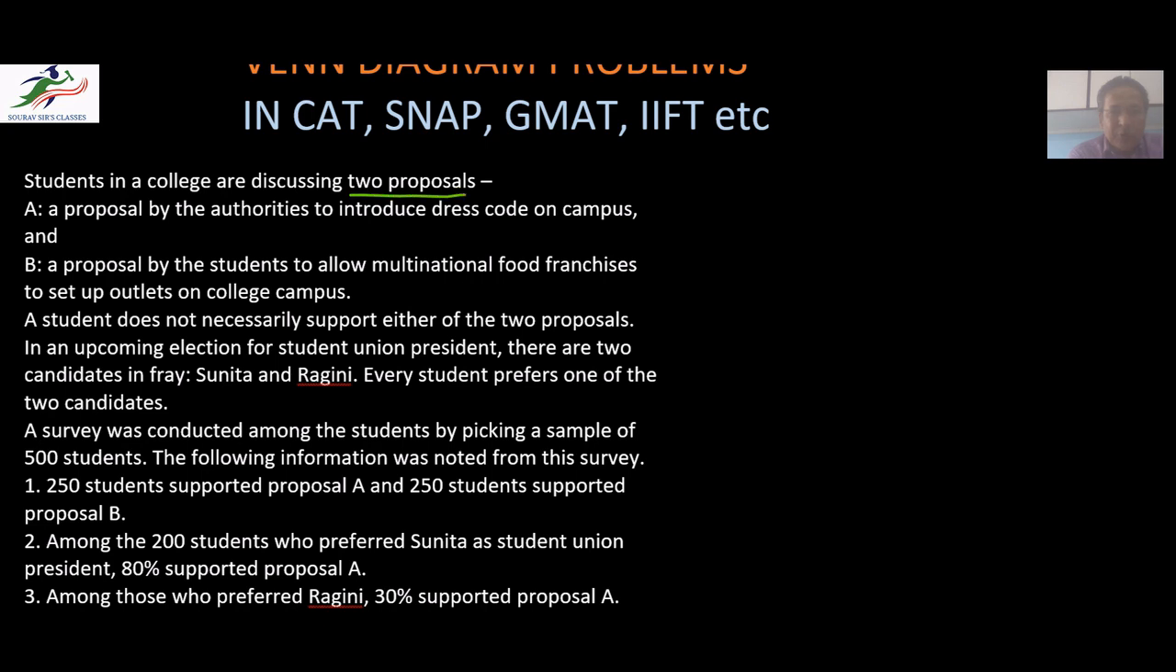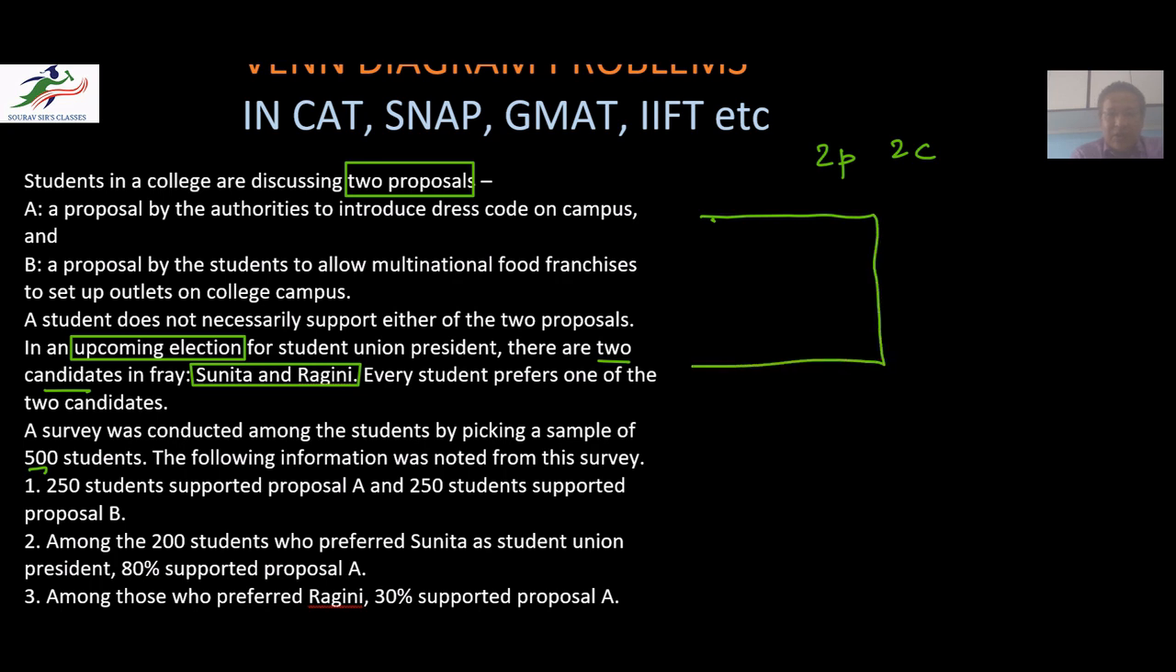It talks about two proposals in a college and it talks about an upcoming election in the same college where we have two candidates, Sunita and Ragini. So we can understand that there are two proposals and two candidates, therefore four choices or four combinations, and there are some information given about the number of students supporting some of these combinations, and therefore we understand that this would be a Venn diagram problem. So let us draw the diagrams first.